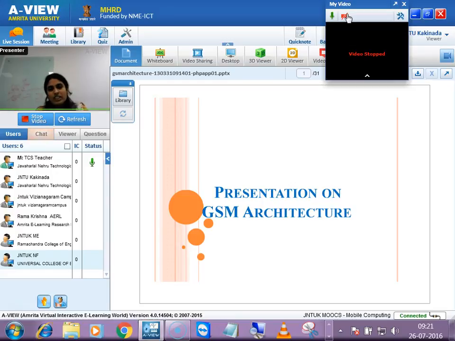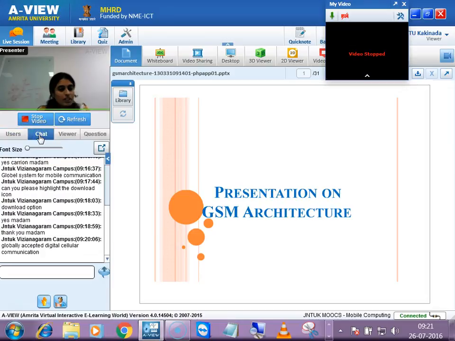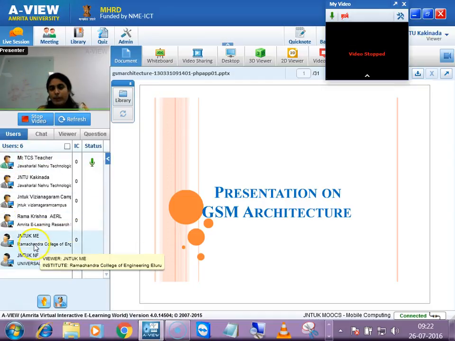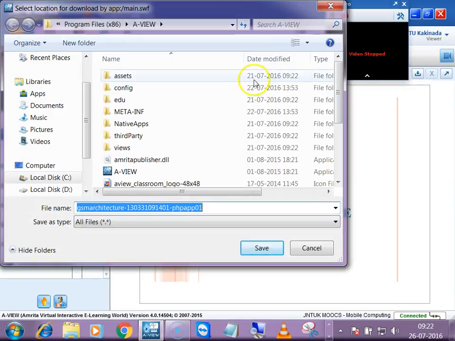Okay, first let me start with 1G. In 1G, we are having AMPS. AMPS is nothing but advanced mobile phone system, and in 1G we are having analog communication. There we used to have only analog signals, and that is mainly for voice purpose. So in order to transmit voice from one place to another place, we used to have this AMPS. Later on GSM came into the picture, nothing but 2G.